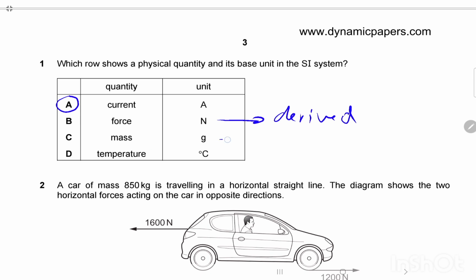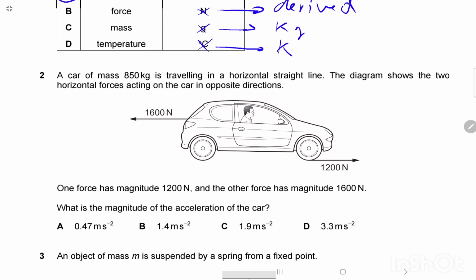Option C, gram is not the base unit, it's kilogram. So also this is incorrect. Also Celsius is not the base unit, it's Kelvin. So you have to memorize the 7 SI base units.